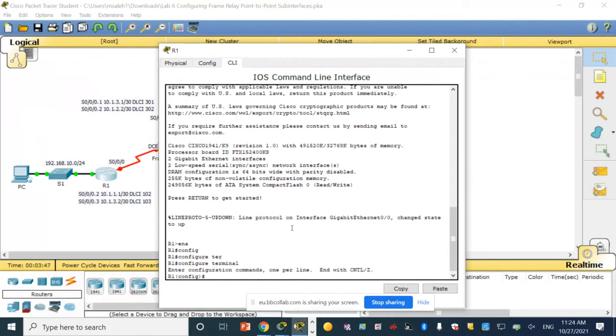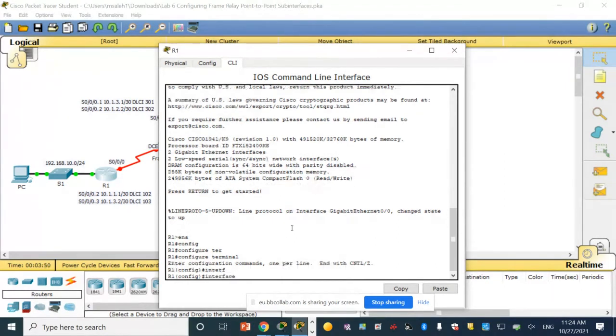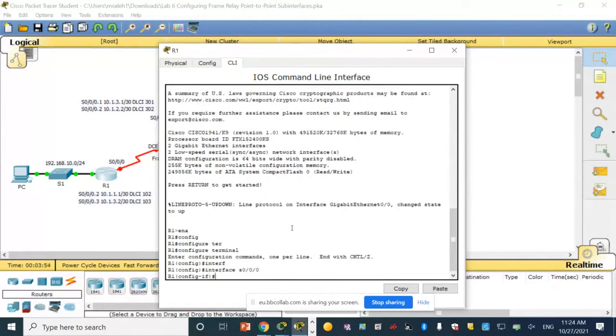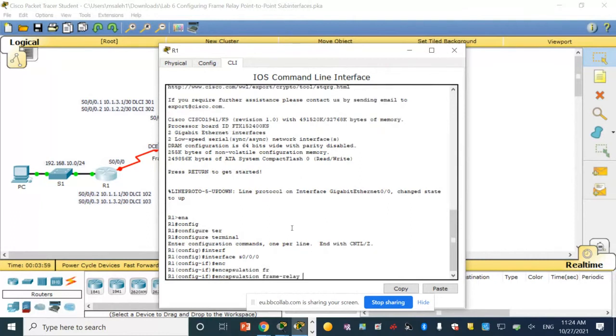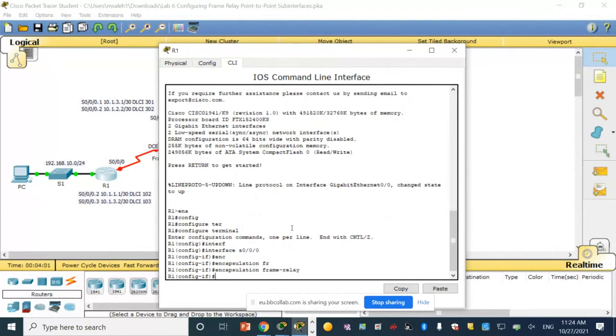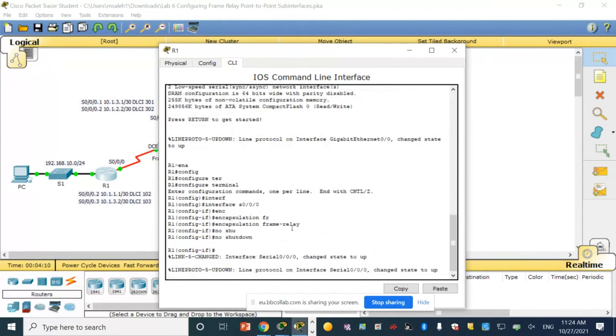Very good, very good. MashaAllah. Interface S0/0/0, the physical interface. And then encapsulation frame relay. Okay, don't forget to open the interface because we are going to configure it. Then we'll do the same thing on router 2 and router 3. Leave router 1 open.